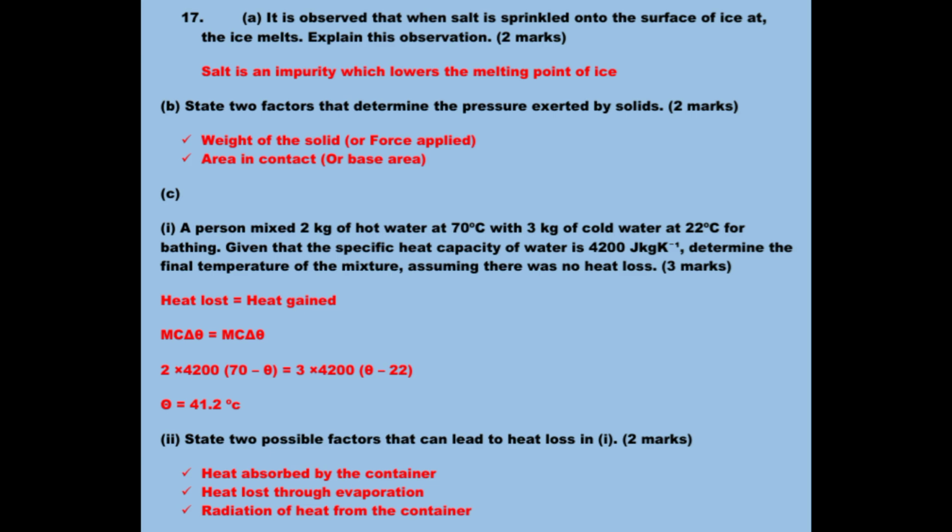final temperature. So we know heat lost is equal to heat gained. In other words, heat lost by the hot water equals heat gained by the cold water. Of course, for the hot water we have the mass, the specific heat capacity, the change in temperature, and also for the cold water, so we just replace the values. We only don't have the final temperature, so that is the one we are looking for. So you'll find that the final temperature is 41.2 degrees Celsius.